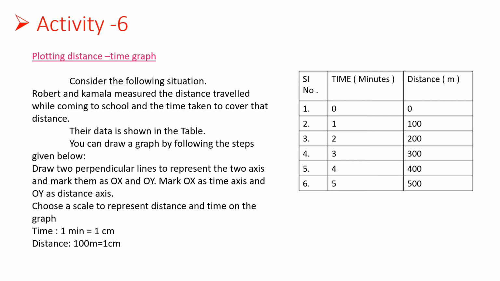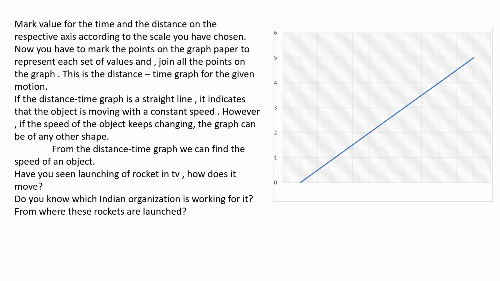Time: 1 minute equals 1 centimeter. Distance: 100 meters equals 1 centimeter. Mark values for the time and the distance on the respective axes according to the scale you have chosen. Now, mark the points on the graph paper to represent each set of values and join all the points on the graph.